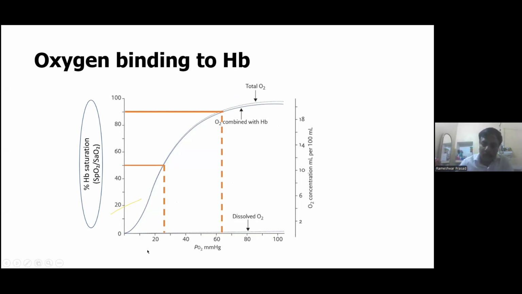Third point I want you to notice is this value. What is the partial pressure of oxygen in venous blood? It is 40 millimeter mercury.